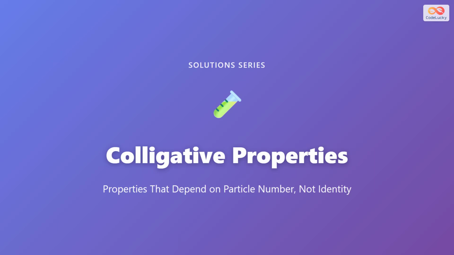Welcome to this lesson on colligative properties, part of our solutions series. Colligative properties are a fascinating topic in chemistry that reveal how adding solutes to solvents changes the behavior of solutions. What makes these properties special is that they depend only on the number of particles present in the solution, not on what type of particles they are. This fundamental concept helps us understand everything from why we salt icy roads in winter to how our cells maintain proper water balance.